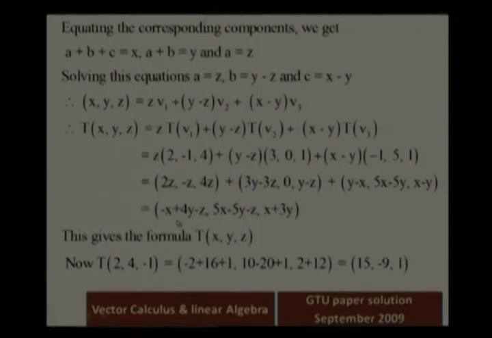So this becomes minus 2 plus 16 plus 1, right? So that is 15. Then 5 into 2 minus 5 into 4, that is 10 minus 20 plus 1, so that is minus 9. And then 2 plus 3 into 4, that is 2 plus 12, right? So that is 14. So this is actually 14, not 1, right? So 2 plus 12 is 14. So here is the complete solution.